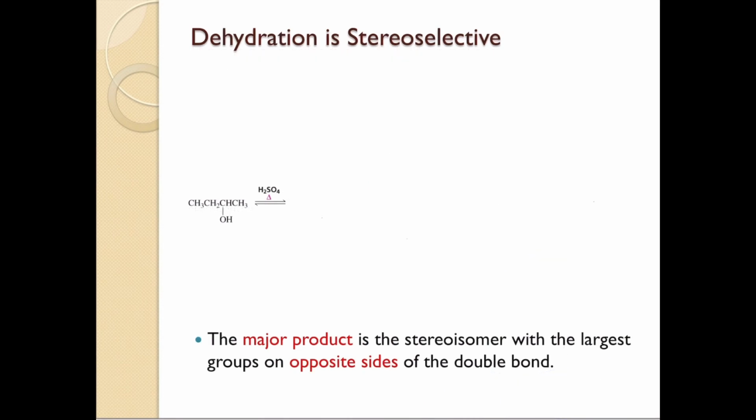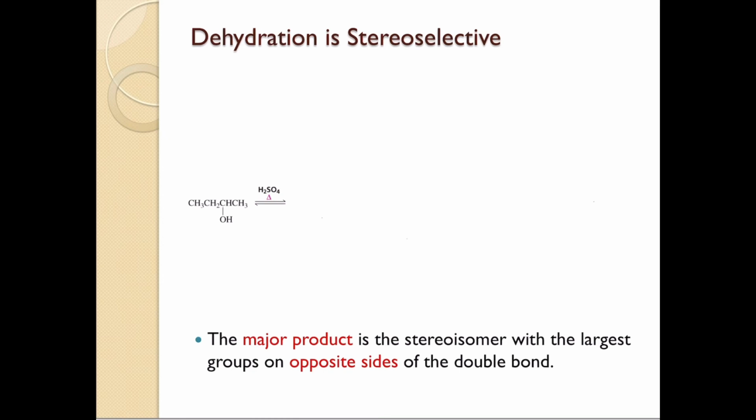We already know that the elimination reaction is a stereoselective reaction, wherein the major product that's obtained is the stereoisomer with the largest groups on opposite sides of the double bond, which means a trans compound is formed in more excess than the cis isomer, right? So the same thing can be applied in alcohols as well, where the trans product is going to be formed.